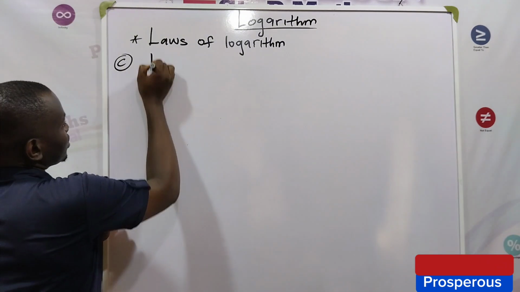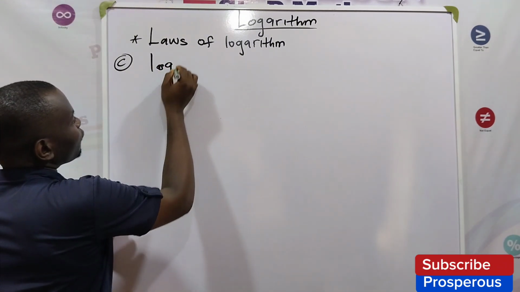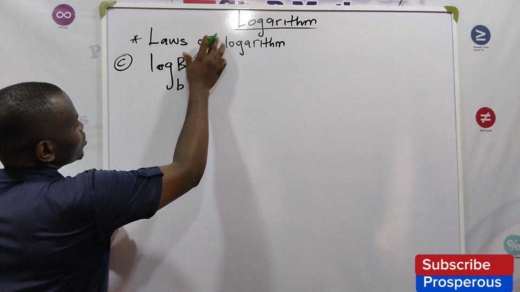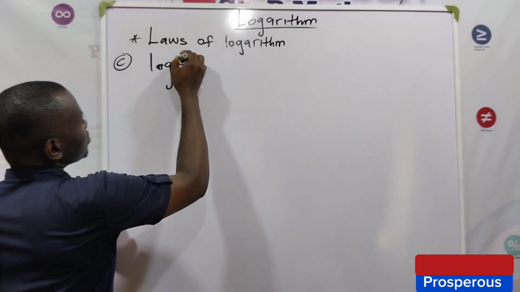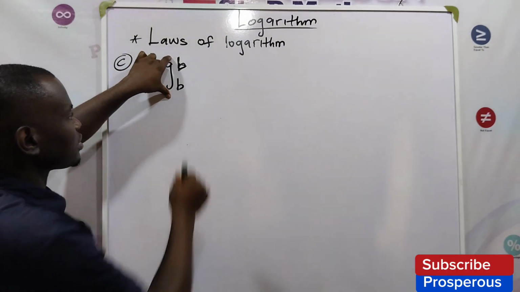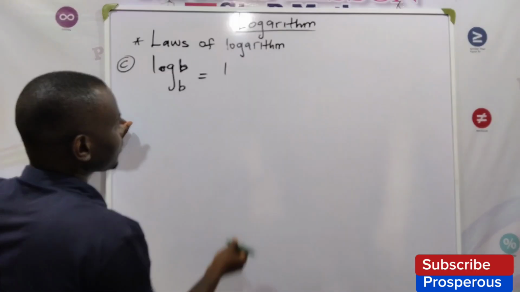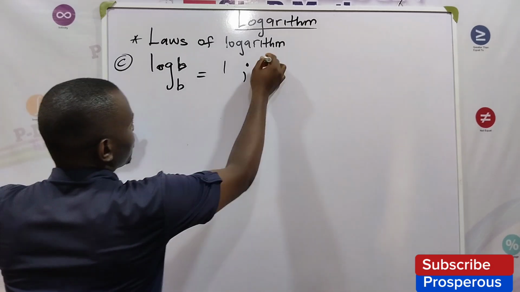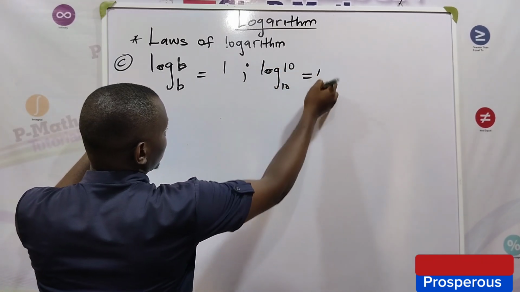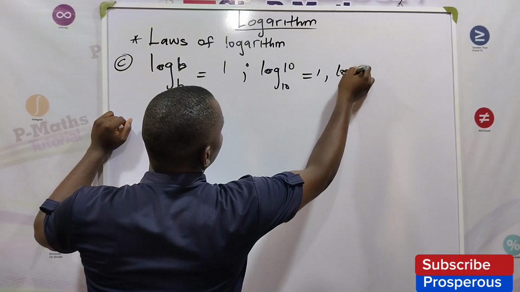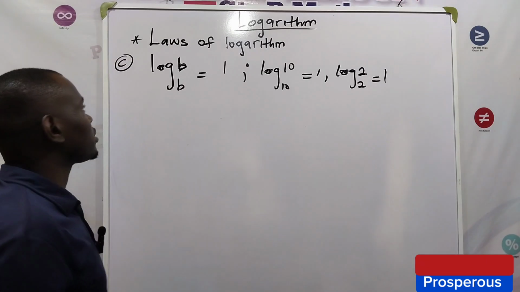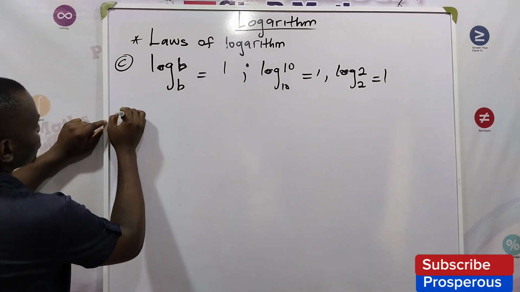The third one we'll be looking at is the logarithm of a number to its own base. Let me use small letter b. Anytime you have a logarithm of a number to its own base, it is always equal to 1. Look at an example. Log 10 base 10, the answer is 1. Log 2 to base 2, the answer is 1. So that is very basic and very simple.